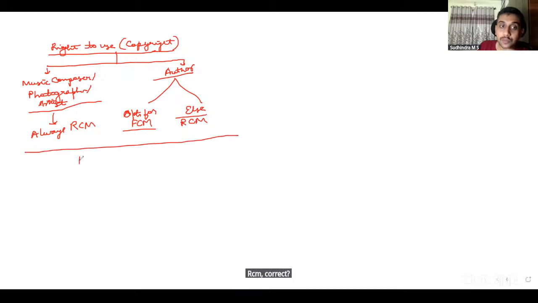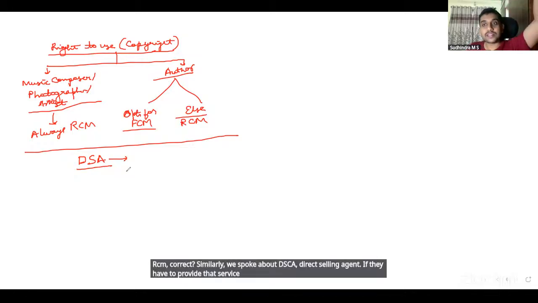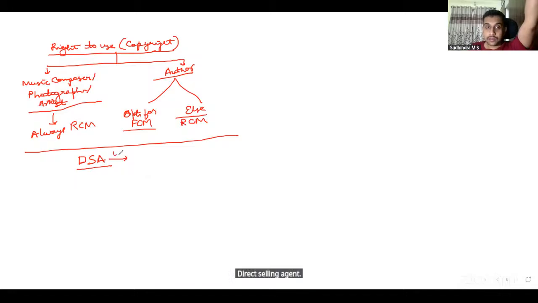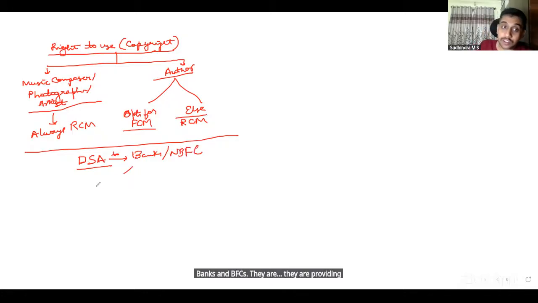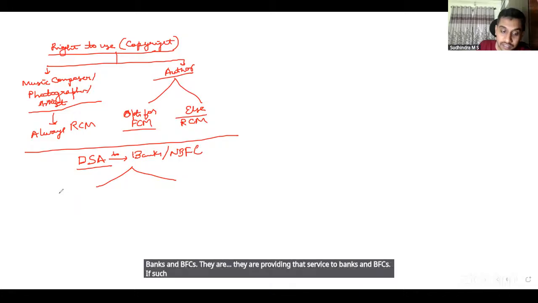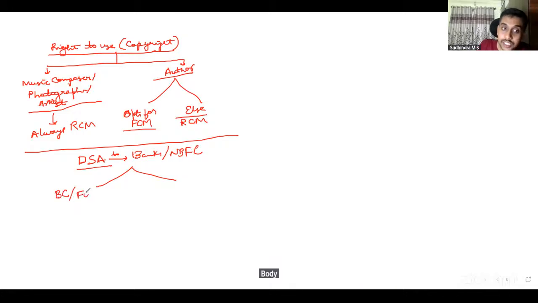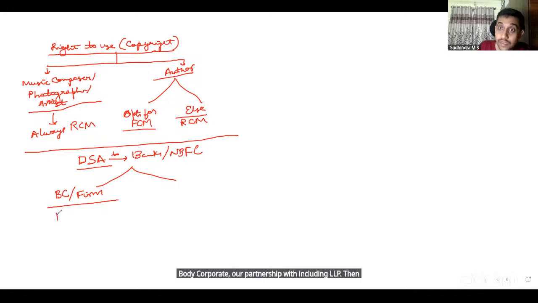Correct. Similarly, we spoke about DSA, direct selling agent. They provide that service to banks and NBFCs. If such a direct selling agent is a body corporate or partnership including LLP, then FCM. If the DSA is others, individual, HUF, etc., RCM comes into picture.